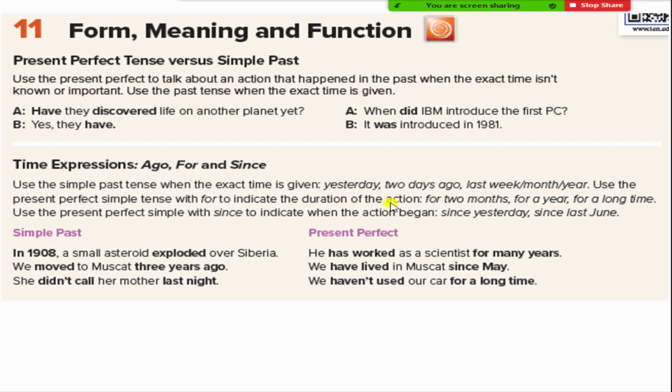لو بنتكلم عن المدة اللي حدث فيها الفعل وليس البداية بقى في الحالة دي بنستخدم for. نقول for 2 months, for a year, for a long time, for 3 hours, for 3 weeks, for 3 days, and so on.